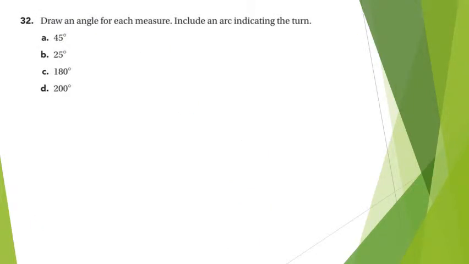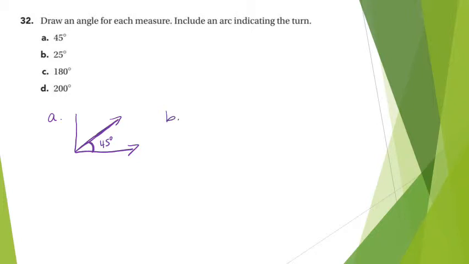In problem 32, you're going to be drawing an angle for each of these. And again, you want to be able to make these quite accurately, and it's a little tricky for me to do that with the tools that I have here, but you want to be thinking about, for example, being able to construct a 45-degree angle. That's half of a 90-degree angle. So make sure that we're seeing an angle for 45 degrees. It's also helpful if you label the measure of the angle.